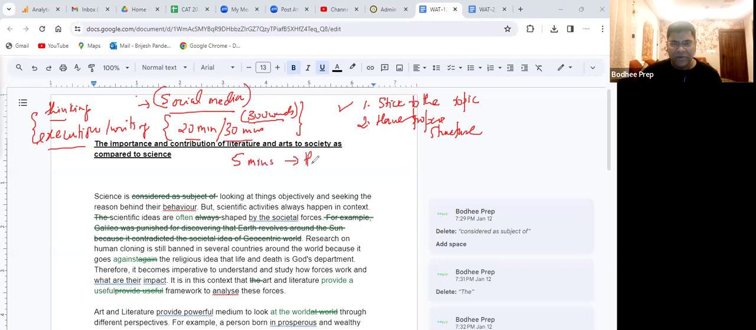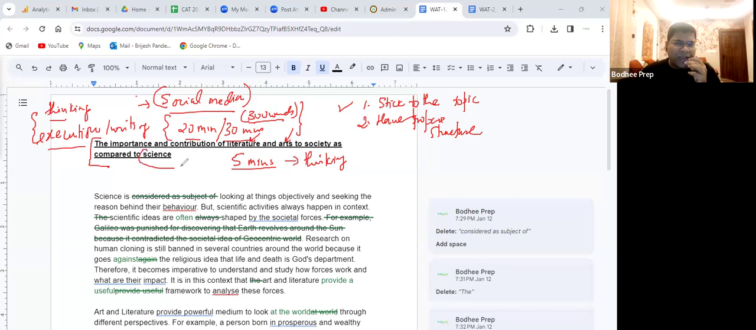So I will give 5 minutes to thinking. What do I mean by thinking? Suppose the topic given to me is the importance and contribution of literature and arts to society as compared to science. So when I have 5 minutes with me, I think, okay, what is the purpose of literature and what is the purpose of art? I will think about it. Literature and art, what is the need of them?